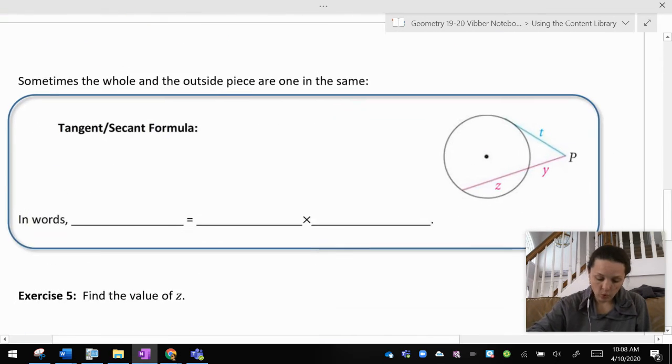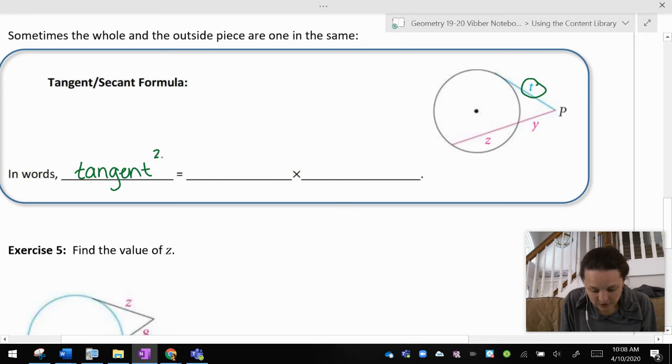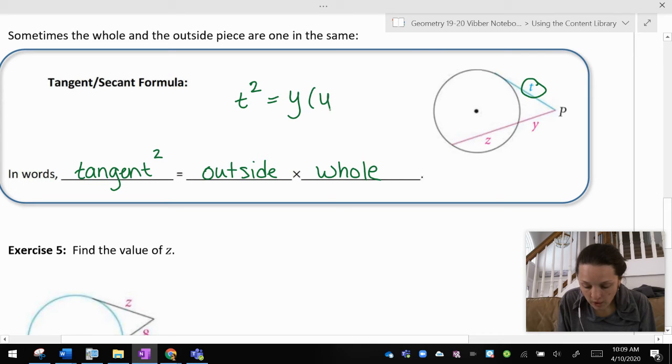Now, what if instead of two secants, you do have stuff on the outside, but one of them's a tangent and the other one's a secant? Well, technically, what that just means is that on that tangent segment, the outside is the whole. So outside times whole equals outside times whole really becomes tangent squared equals outside times whole. So for this picture, t squared equals y times y plus z.